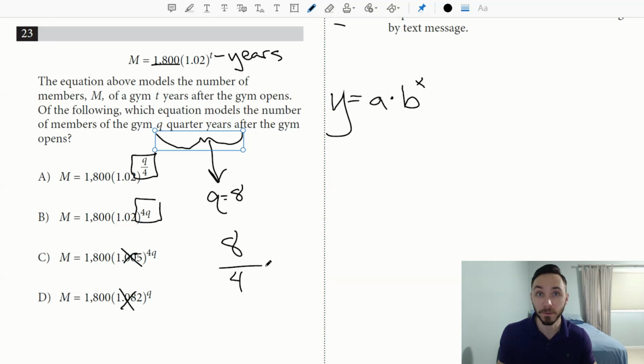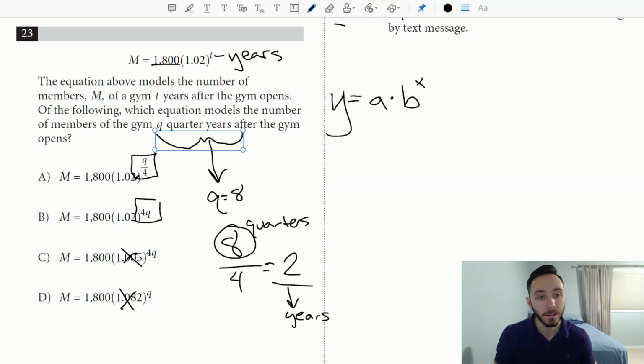You'd have to divide by 4. 8 divided by 4 is 2 years. So what did I have to do to get from quarters, so 8 here represented those quarters, to years? The math I just performed was divide by 4. So with that said, obviously here, that's my choice. Divide by 4 is what we have to do. 2 quarter years to get to years.